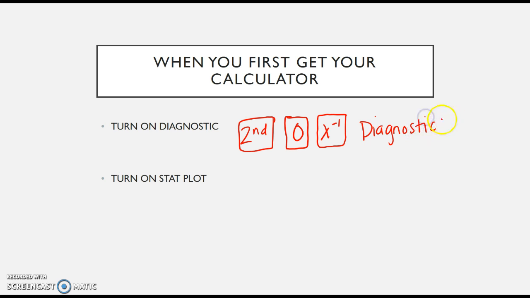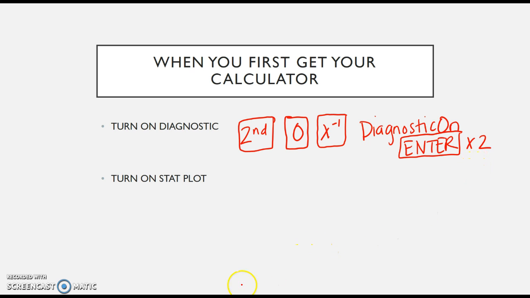There's a diagnostic on and off. We want the on, and then you're just going to press enter 2 times. And when you're finished, it should say done on your screen. Then we got our diagnostic on. That's going to allow us to see that correlation coefficient.